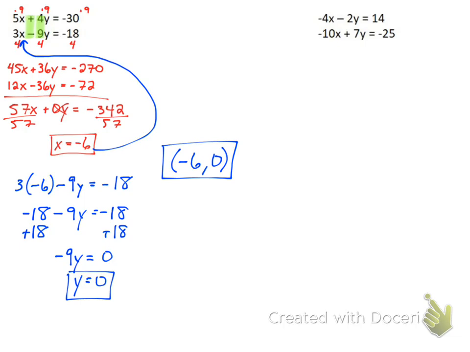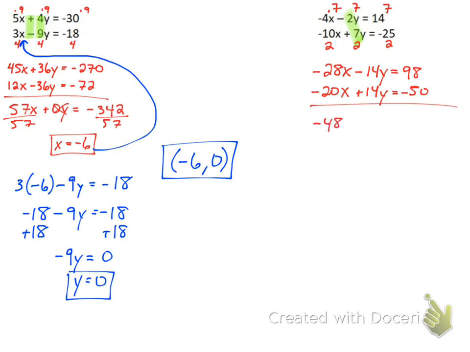Then with the last one, again, same thing. I think it's going to be easier with smaller numbers if I get my y's to be the same number with a different sign. So again, least common multiple, easy to just do 7 times 2 to give me 14. So I'm going to multiply the top by 7 and the bottom by 2. That'll get my y's to both be 14s. One's negative and one's positive. So I get negative 28x minus 14y is equal to 14 times 7, which gives me 98. And on the bottom, I get negative 20x plus 14y is equal to negative 50.